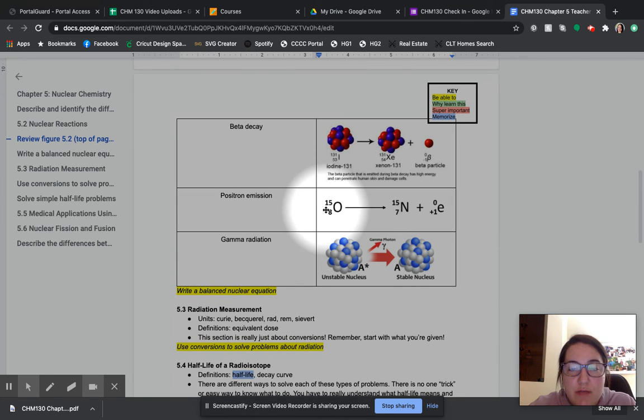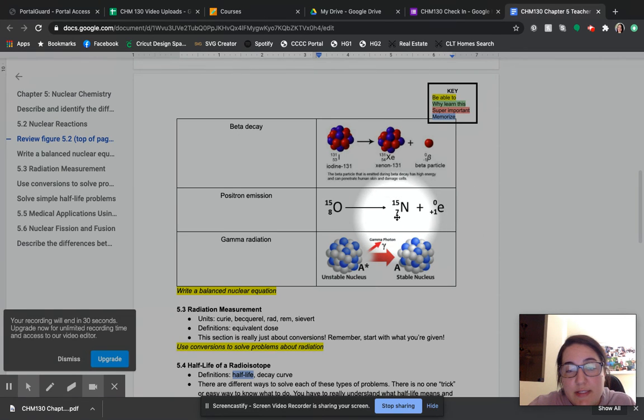And then positron emission is kind of the opposite of that. But again, same situation. You have 0 plus 15 equals 15. And then plus 1 plus 7 equals 8. All right, and that's positron emission. So the difference between beta and positron, beta has a -1, positron has a +1. And then gamma radiation, there is no change in either number.